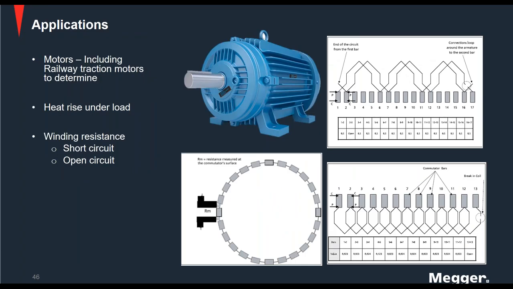Now, if you have motors, including the railway traction motors, the winding resistance, for example, or low resistance is used to understand what the heat rise is of that motor under load, and then winding resistance can be used to detect short circuit and open circuit conditions. As you can see here, it can be used for different types of commutators, lap and wave windings.